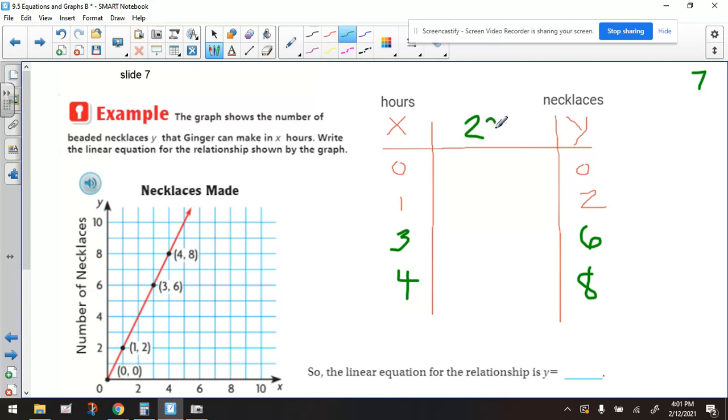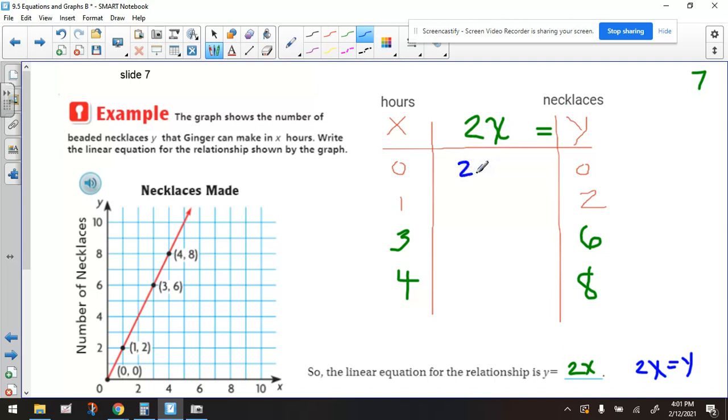The function would be 2 times x. And remember, that's going to equal the y. So if we need the entire equation, see how it says the linear equation for the relationship is y equals? It would be y equals 2x. But I usually like to write the equals y after, so it's the same thing as 2x equals y. All right, but we need to finish the table.